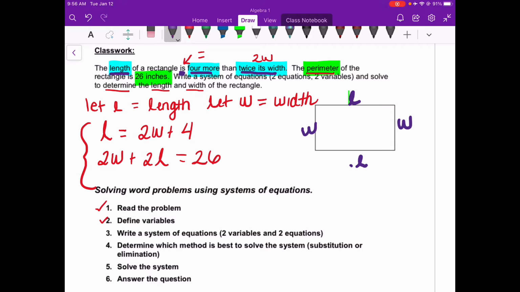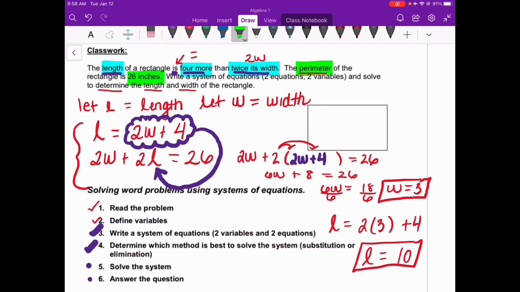So I would like you to pause the video, and since one of the variables is alone, use substitution to plug in what L equals into the L of the second equation. So we've done 1 and 2, we've written a system, we've decided to use substitution, and now you guys are solving and even trying to answer the question.